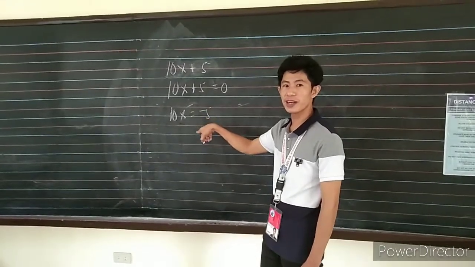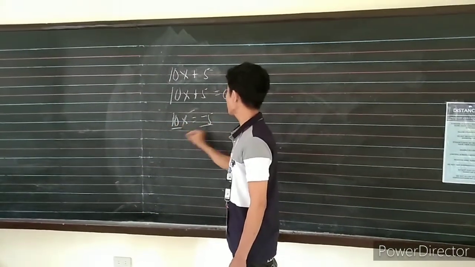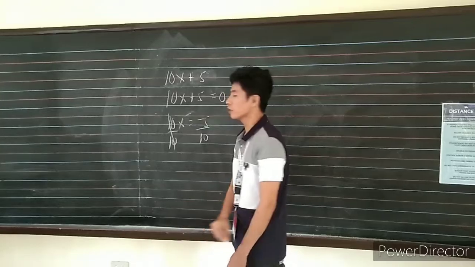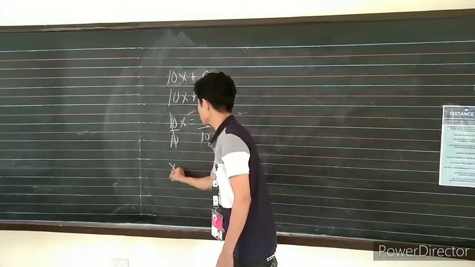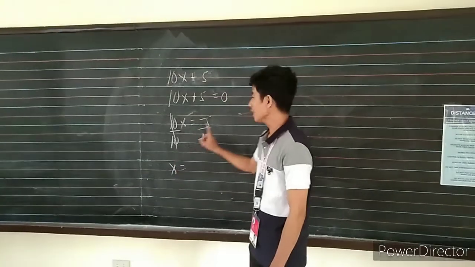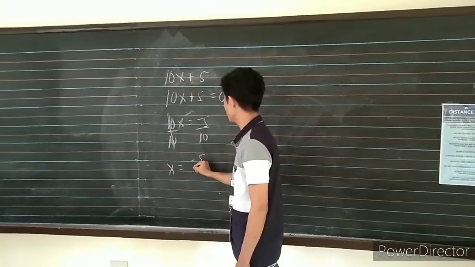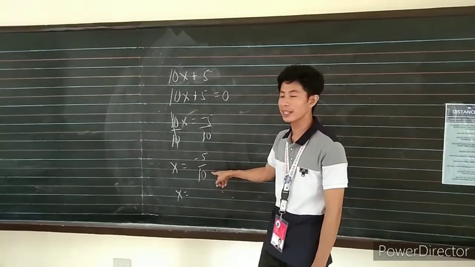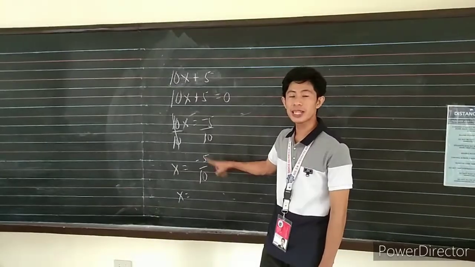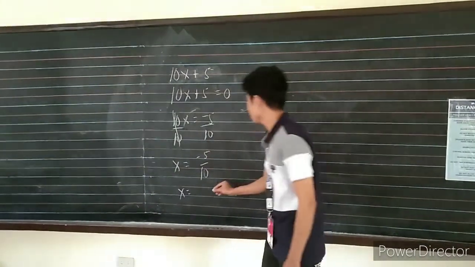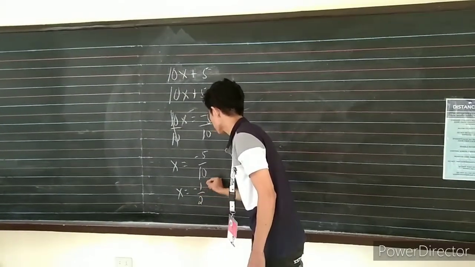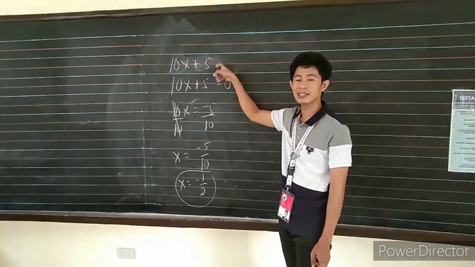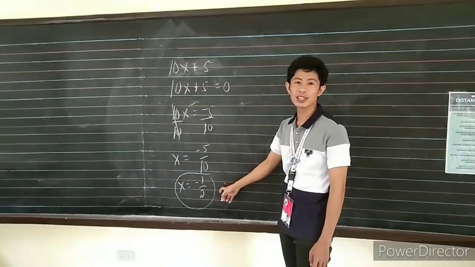And then, to solve for the value of x, we simply divide by 10. Then, cancel out the common factor, which is 10. What is left on the left side of the equation is x. And on the right side, we have negative 5 over 10. Therefore, x is equal to negative 5 over 10. And it can still be written in its simplified form, which is negative 1/2. Therefore, the value of x in this expression that makes it equal to 0 is negative 1/2.